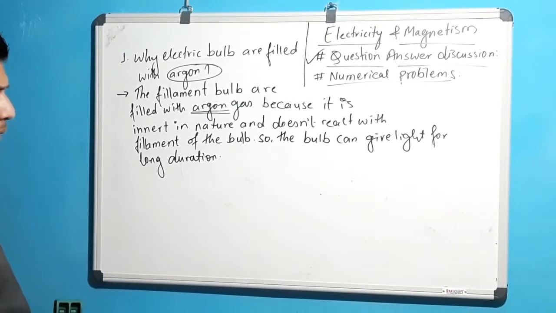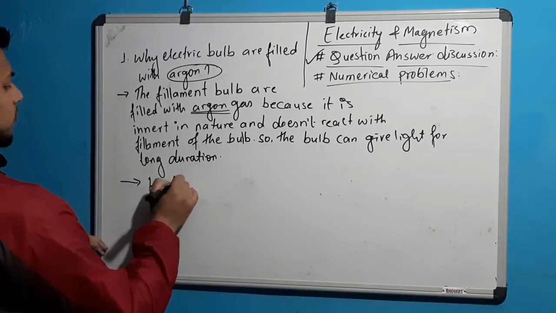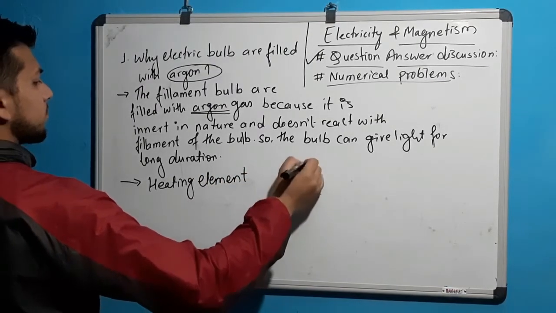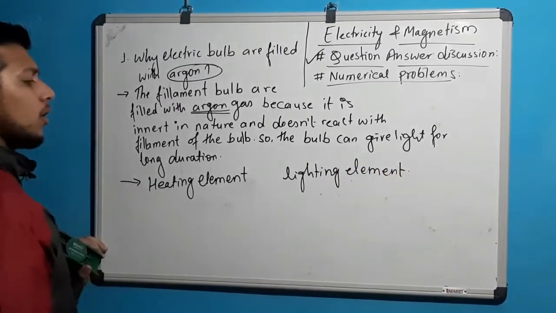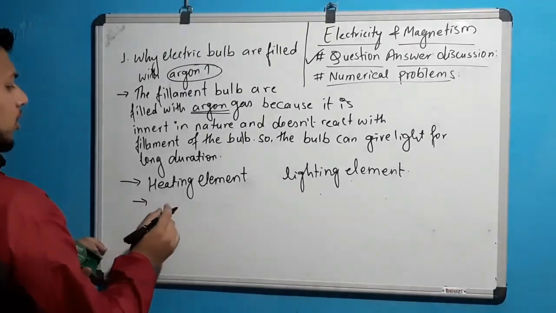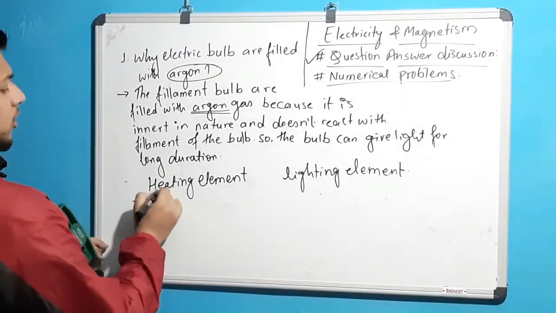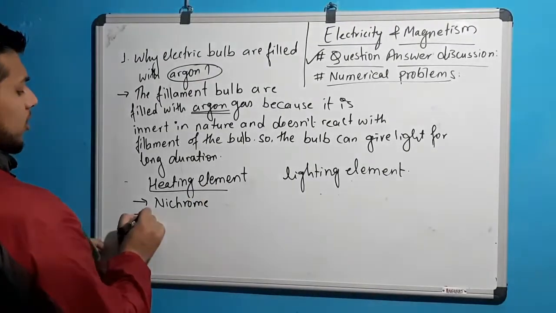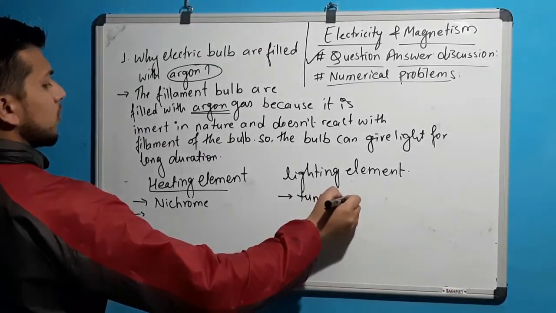Next question, why can we not use tungsten in a heating device? You should know the heating element and the lighting element. Those metals which give only heat when we pass electricity through them are heating elements, like nichrome and others. And here is tungsten.